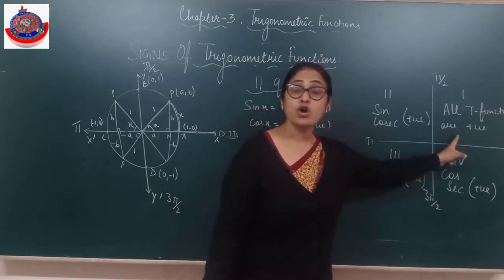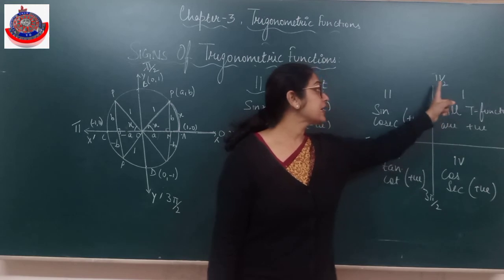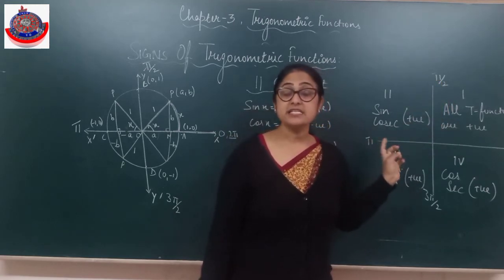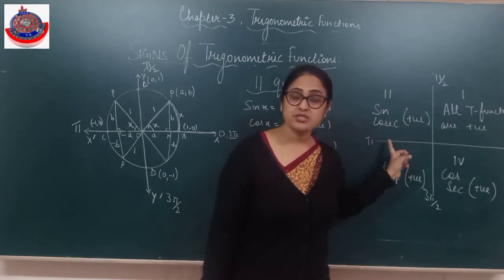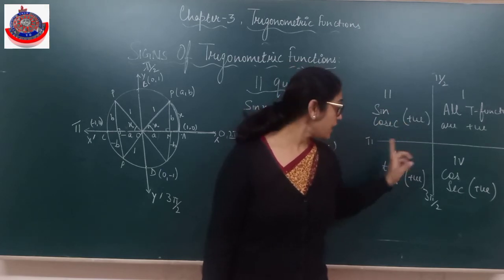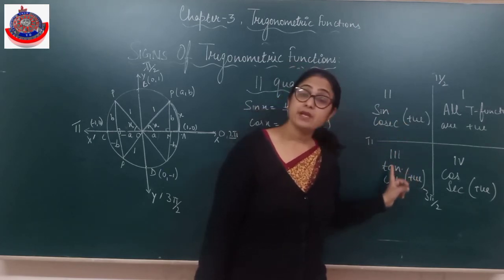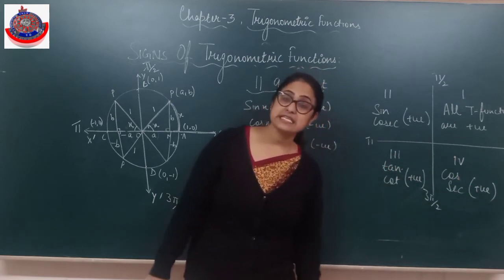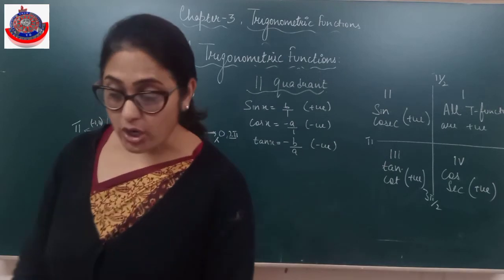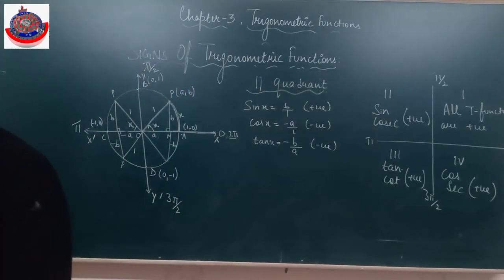In the first quadrant all t ratios are positive. But if you are finding the value of any t ratio from pi by 2 to pi, only in the second quadrant sine and cosecant are positive, rest everything would be negative. In the third quadrant tan and cot are positive, rest everything is negative, and in the fourth quadrant cos and secant are positive, rest all are negative. I hope it's clear to everyone.